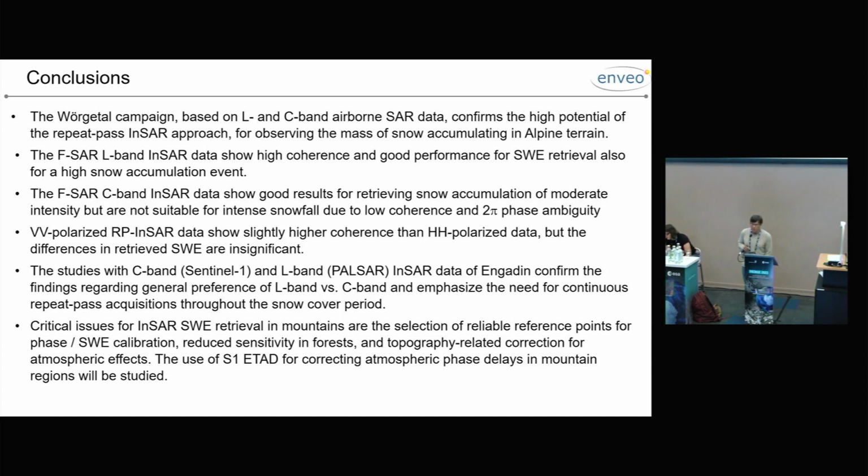And something that is very important, especially at C-band, but also at L-band, is the topography-related correction of atmospheric effects. And here we think that the ETAT product could really help, in order to see if we can correct for this small topographic contribution that is still present in our interferograms. And that's, of course, then translated directly to the snow water equivalent. So currently, we did not correct for this, but we hope to get some ETAT products in order to test it, in order to really go for these small phase signals. Thank you.